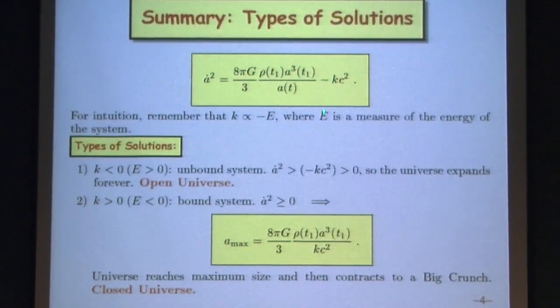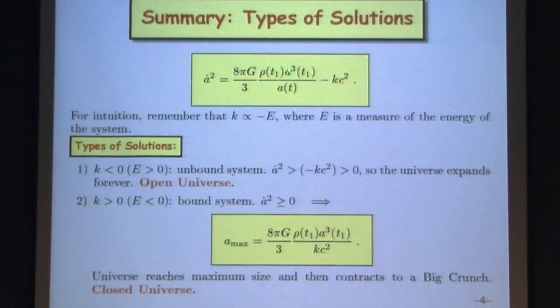In this case, the minus k c squared term is negative. And that means that if this term gets to be too small, the sum will be negative, which is not possible. So this term cannot get to be too small. And since a of t is in the denominator, that means a of t cannot get to be too big. And you could easily derive the inequality that a has to obey for the right-hand side to always be positive.